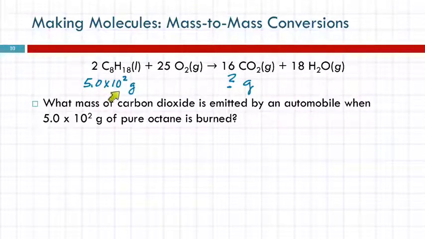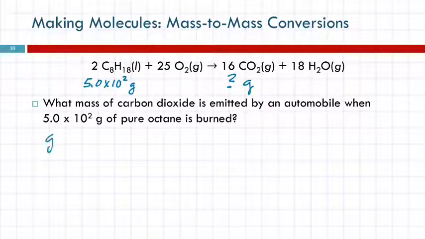So I've got grams here and I've got grams here. This relationship in the chemical equation doesn't do grams. It's not 2 grams of this makes 16 grams of that. It's 2 molecules of this makes 16 molecules of that. Or 2 moles makes 16 moles. So I need to do moles in the middle. So my overall path is grams to moles to grams.